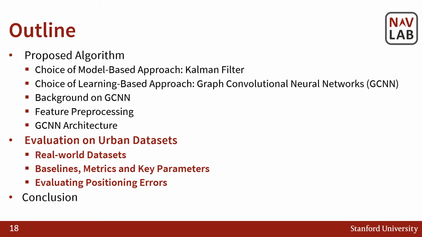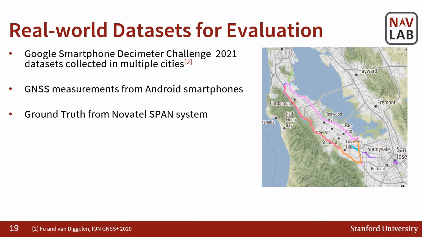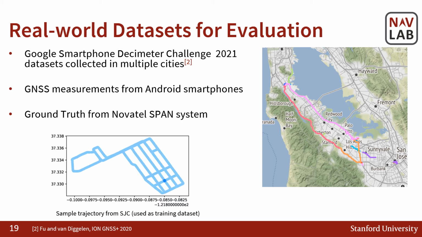Next, I would like to talk about experimental evaluation on real-world urban data sets. For this work, we chose to evaluate our algorithm on the Google Smartphone Decimeter Challenge 2021 datasets that are collected in multiple cities as shown in the right. The GNSS measurements are collected from Android smartphone receivers, and the ground truth is collected from a Novatel SPAN system. Here is a sample trajectory from San Jose, which comprises a part of the training dataset.